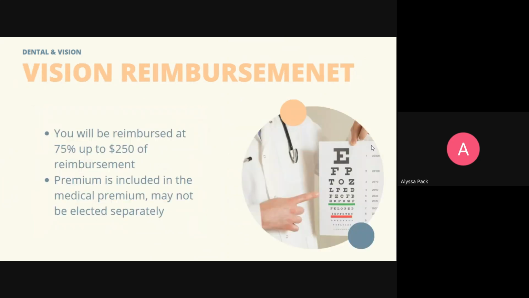For our vision, you're reimbursed at 75% up to $250 of reimbursement per claim you submit, again, per plan year, per person on the plan. You cannot purchase this vision reimbursement separately. It's actually a bundle if you elect a medical plan, and they cannot be separated. So enrolling in medical, you'll automatically enroll in vision to utilize that.